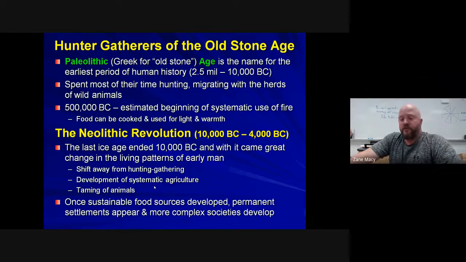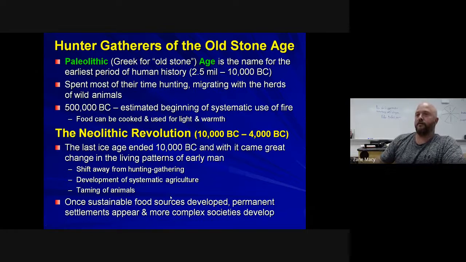Again, once sustainable food sources develop, you start to see people decide, okay, we're going to settle down here. And instead of having hide tents or taking shelter in caves, they start to build more permanent structures because they don't intend on moving anymore. And when you have a readily available source of water, which is why the earliest civilizations always develop around rivers, you have a readily available source of fresh water. Once you've domesticated animals, once you started farming, your basic needs are covered.